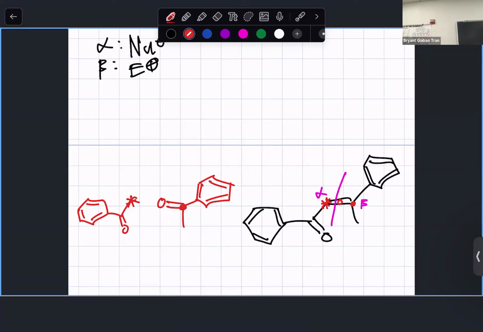Well, you can do aldol condensation with ketones. Let's see. Ketones.